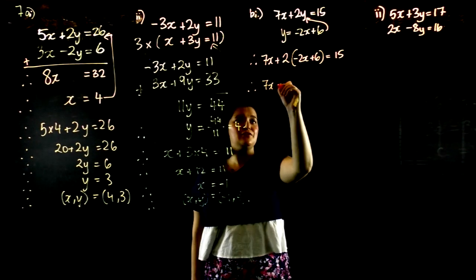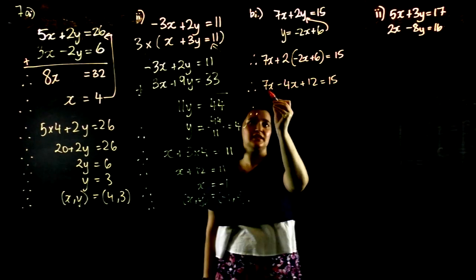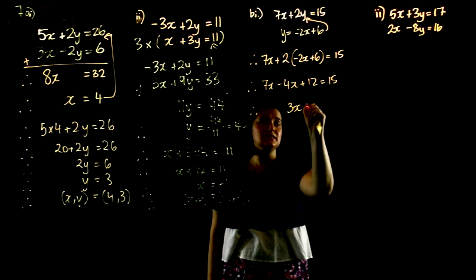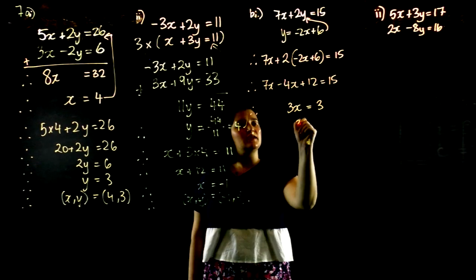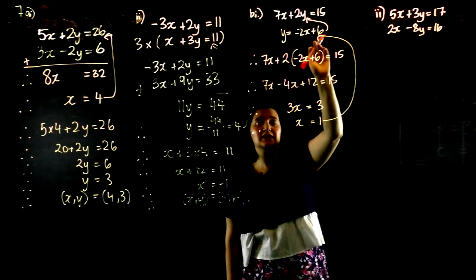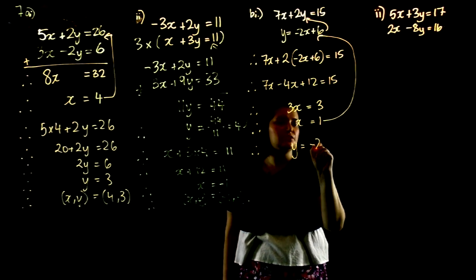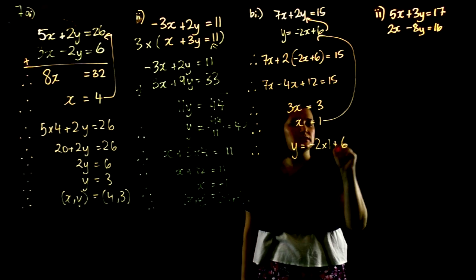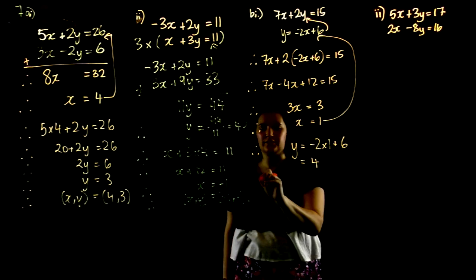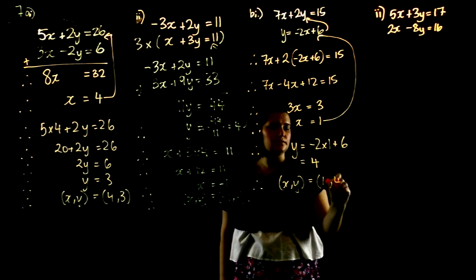So continuing, 7x take 4x plus 12 equals 15. Therefore, now 7x take 4x is 3x. And I'm also going to subtract 12 from both sides, equals 3. x equals 1. Now I'm back substituting up here, because y is already isolated here. So therefore, y equals negative 2 times 1 plus 6, which is negative 2 plus 6, which is 4. So therefore xy equals 1, 4.